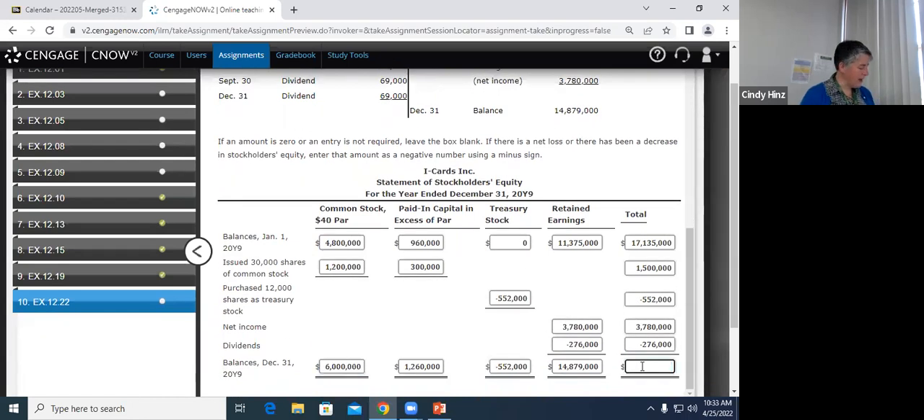And then for the final row, you can either add across or add down. You should get the same, better get the same answer either way.